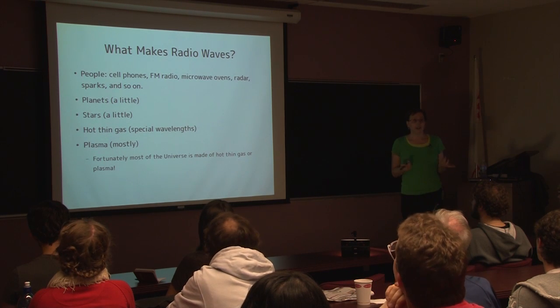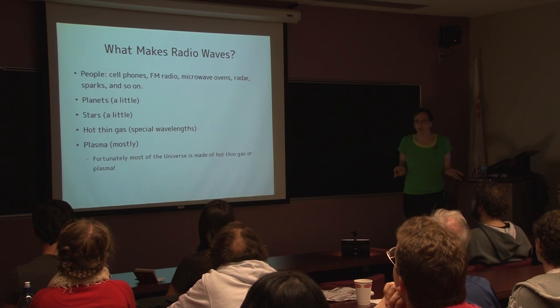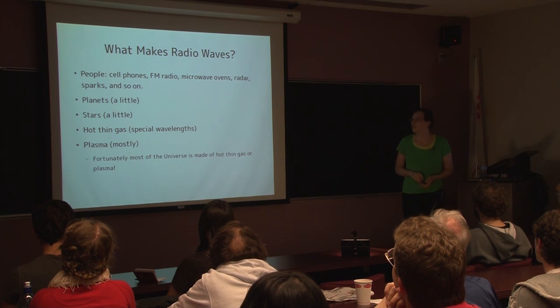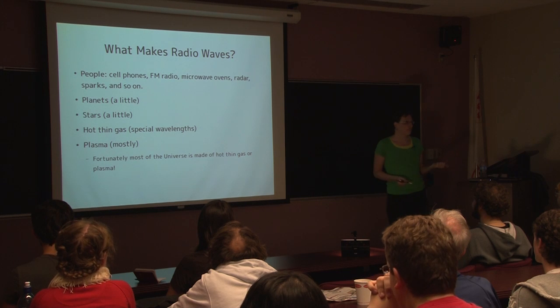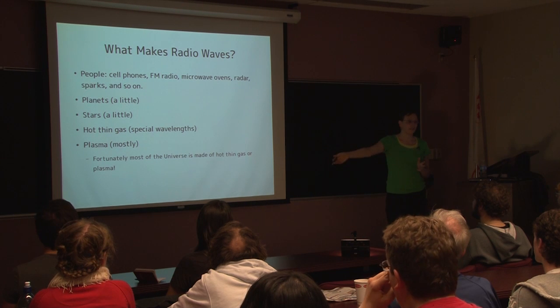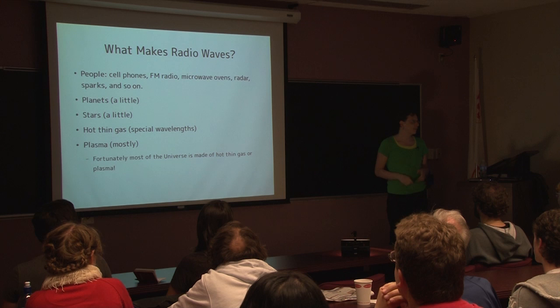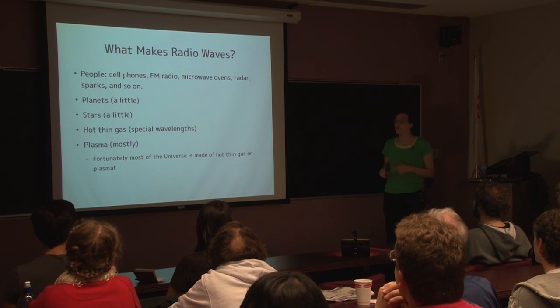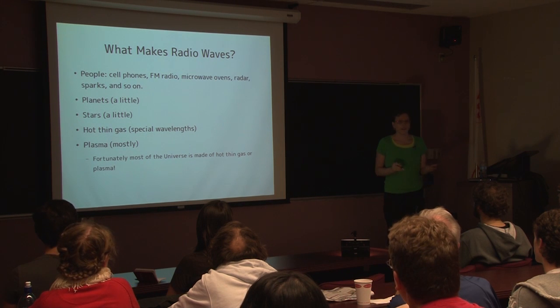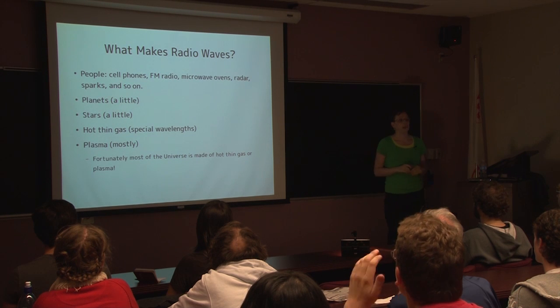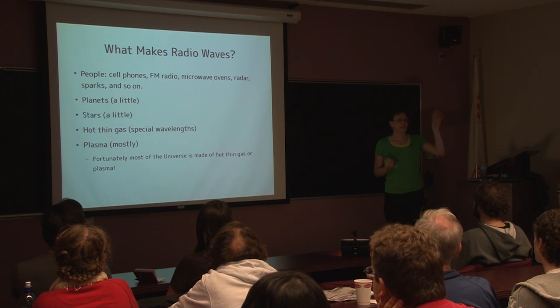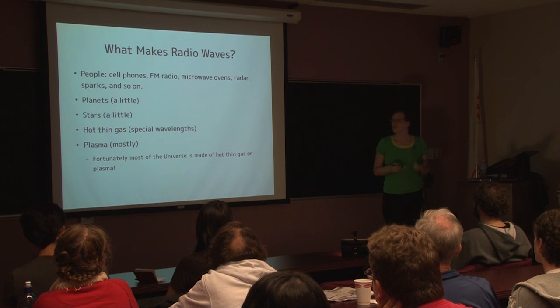If we're going to look at the sky, you have to ask what is out there that makes radio waves. Well, unfortunately, people make radio waves. Your cell phone communicates with radio waves to the cell phone tower, with a wavelength of a centimeter or two. FM radio is radio waves, about 3 meters wavelength. Microwave ovens, again, a centimeter or two. Radar antennas send out radio waves.